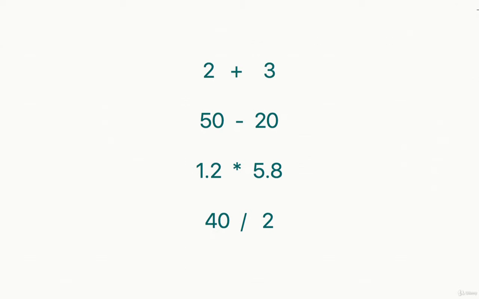Numbers can be added like 2 plus 3. Numbers can be subtracted like 50 minus 20. They can be multiplied by using asterisk like 1.2 asterisk 5.8, and numbers can be divided as 40 divided by 2. And the result of all these expressions will be stored in variables.